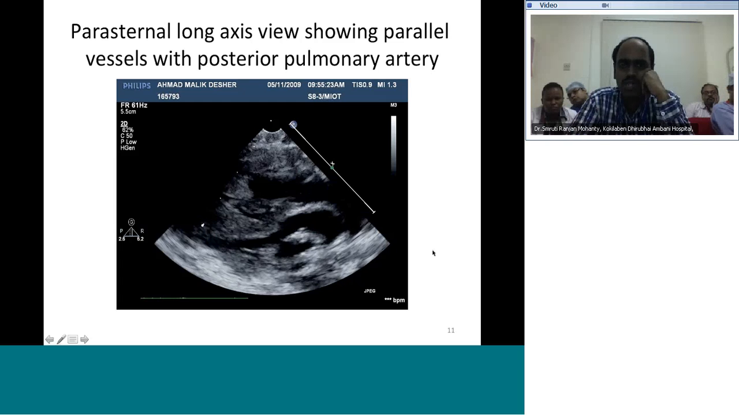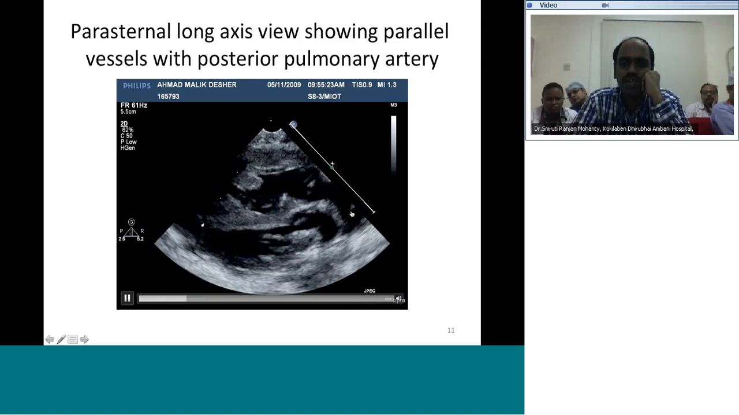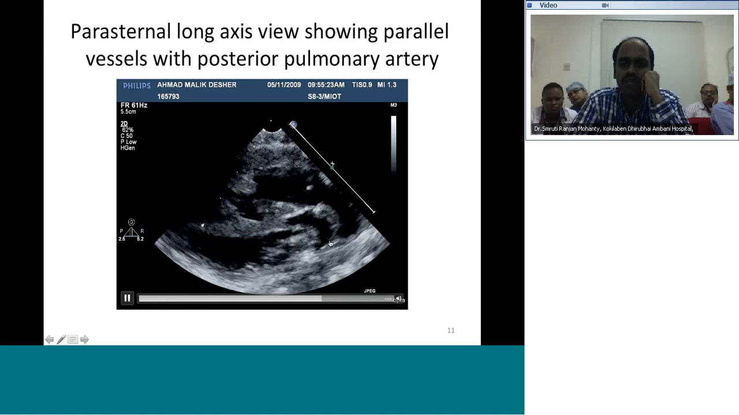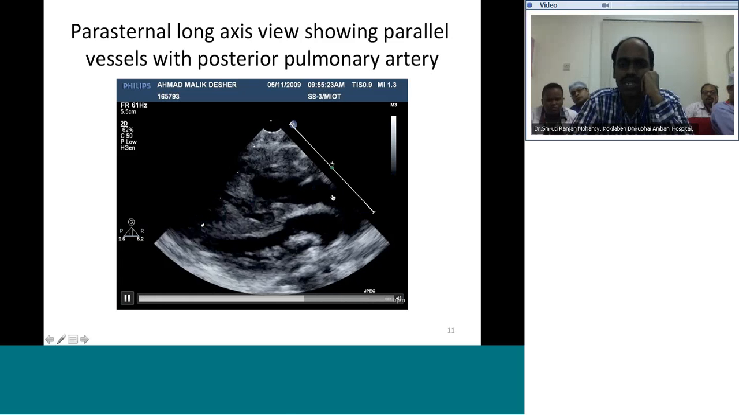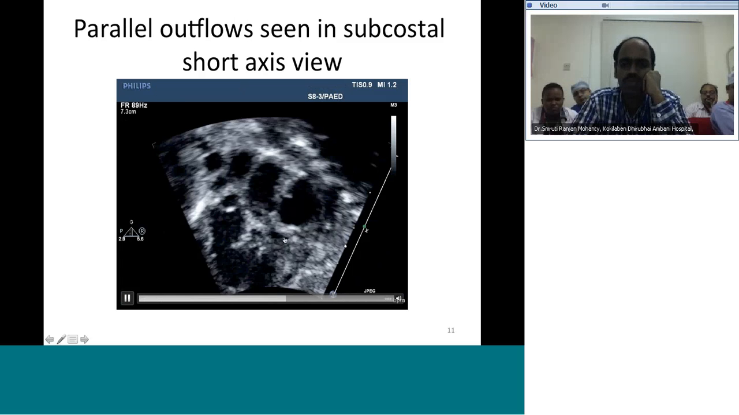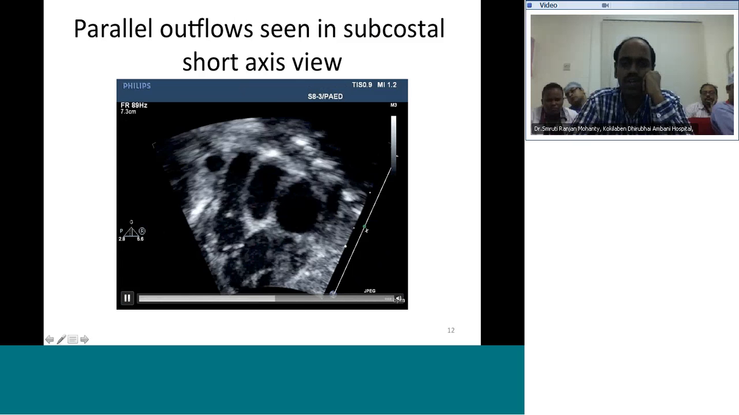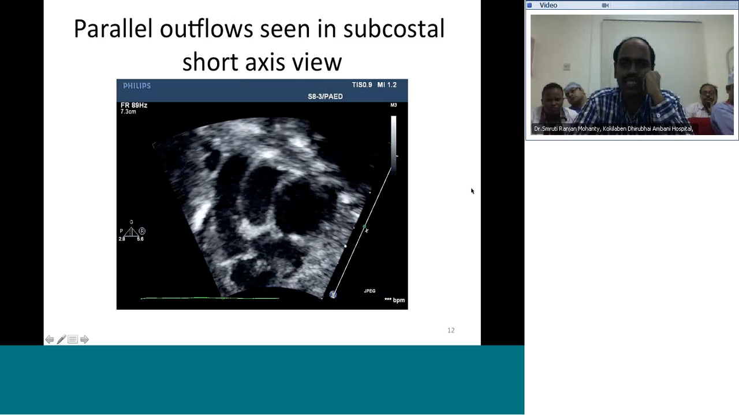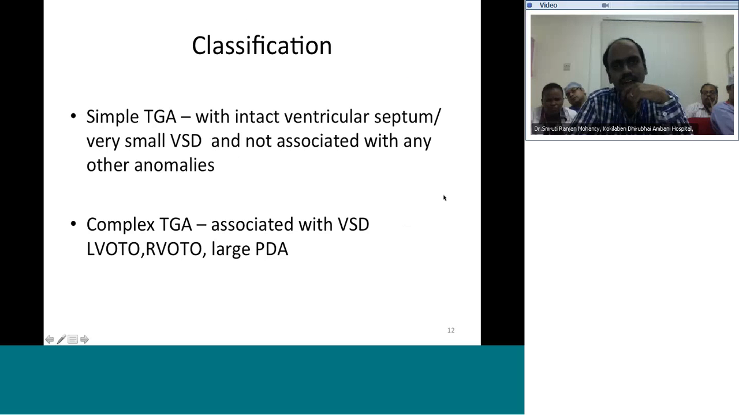If you have a postnatal echocardiogram, this is RV giving off the aorta anteriorly, LV giving off the PA posteriorly, two parallel great arteries, and these parallel great arteries are the classical hallmark of transposition. In a subsequent view, the posterior pulmonary artery and anterior aorta course like two parallel tracks. So the parallel nature of the two great arteries is the classical hallmark.